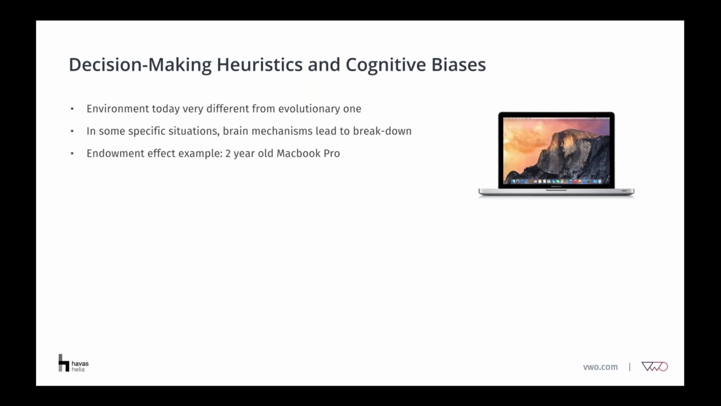So if we go back, let me just take one more quick example and a fun one. The environment of today is very different than, of course, the evolutionary one, but we still have those heuristics. Our brain hasn't evolved since, and it's breaking down in terms of cognition in specific situations. So for example, the endowment effect is very widely known.